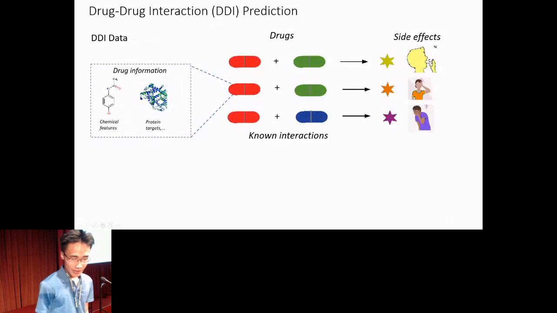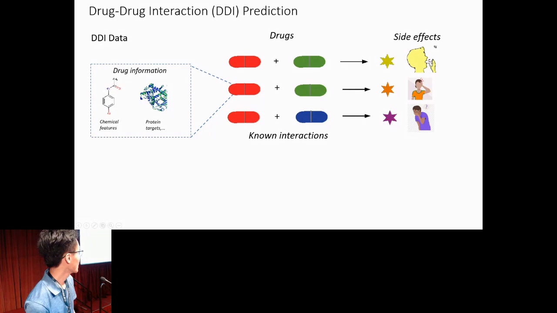So here is the drug-drug interaction prediction. We start with the drug-drug interaction data. In the drug interaction data, we have drugs and side effects. Drugs consist of drug information with chemical feature and biological feature, for example, protein targets. And side effects are unwanted reactions of the human body due to drug use.